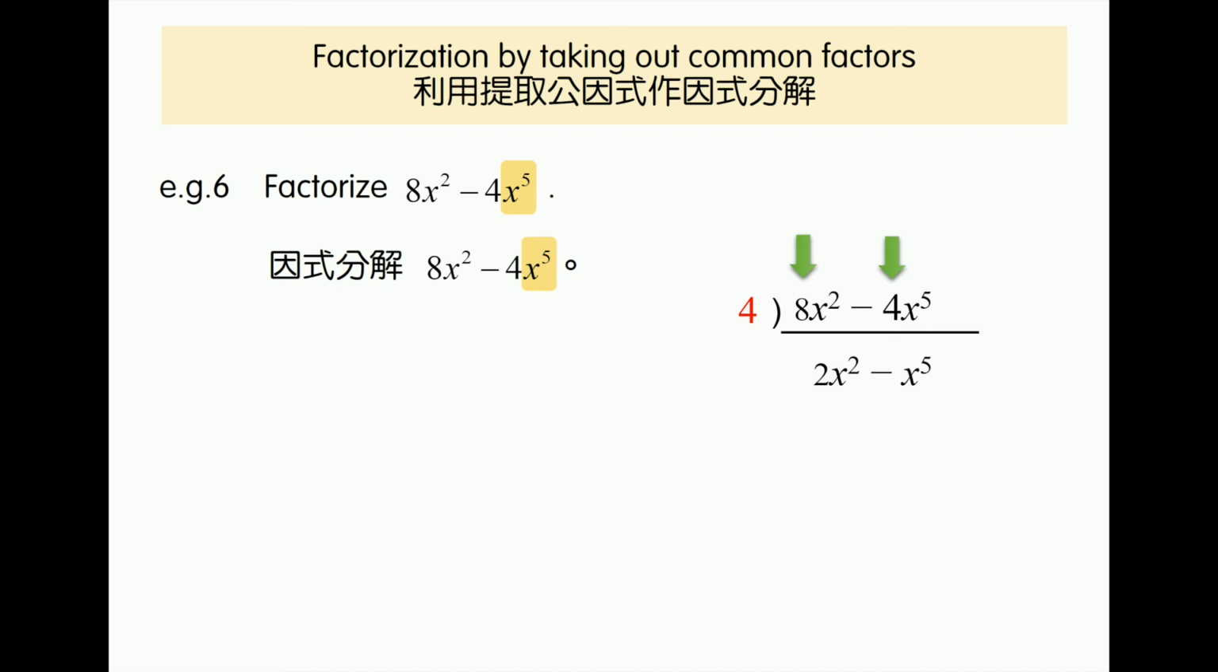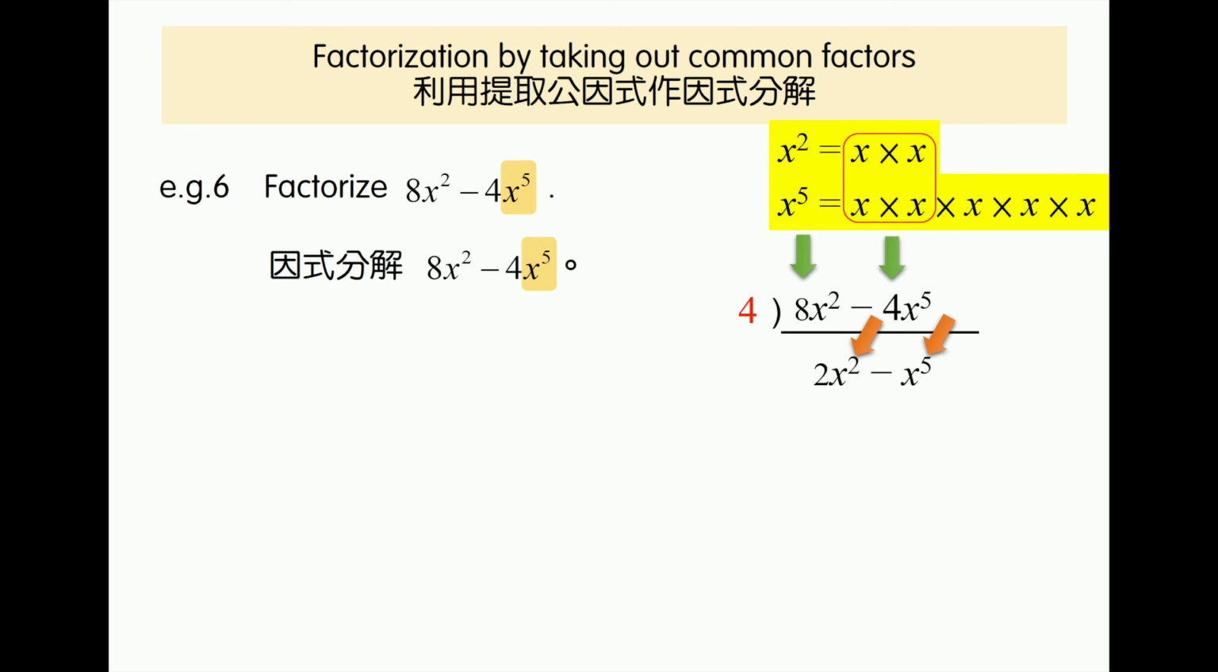This time, both terms have different indices. But we need to consider, what do these two parts actually represent? As mentioned before, x squared is x times x. So x to the power of 5 is x multiplied by itself 5 times. We find that indeed they have common factors. They both have 2 x's. So now we can take out the x squared.